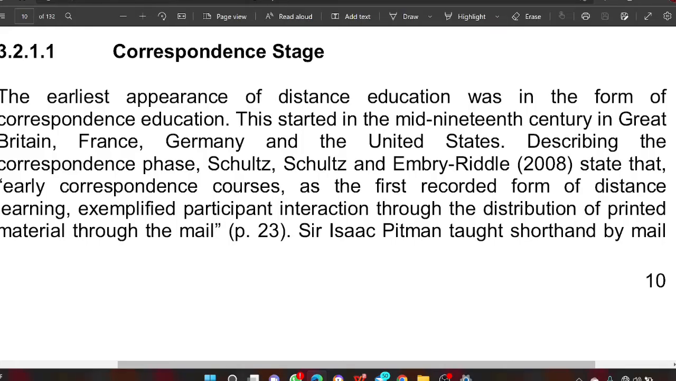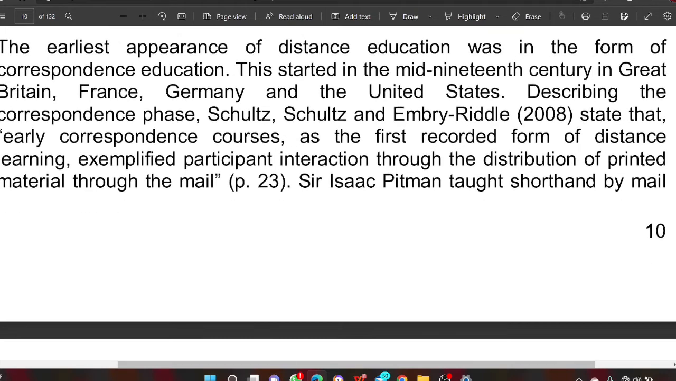Can I take that again? Interaction through distribution of printed material. Does that say something about our program, National Open University? It should ring a bell.